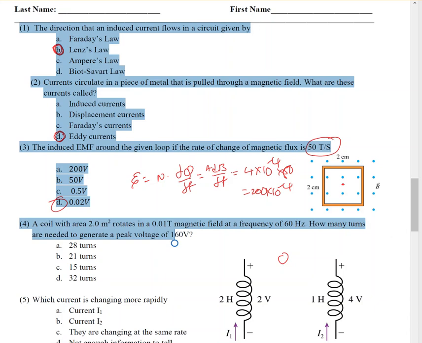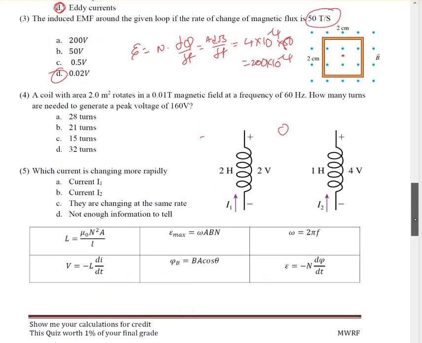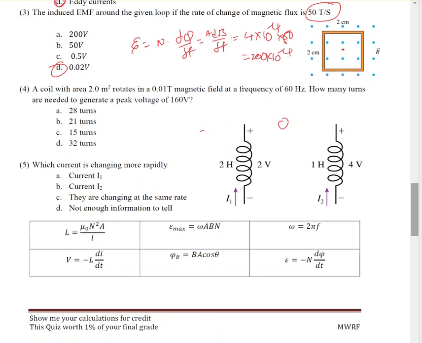Next one, a coil with area of 2 meter square rotates in a 0.01 Tesla magnetic field at a frequency of 60 Hz. How many turns are needed to generate a peak voltage of 160 volt? Okay, for that we already have a formula here. Emax equal to omega times ABN. So the peak voltage is given, 160 volt.